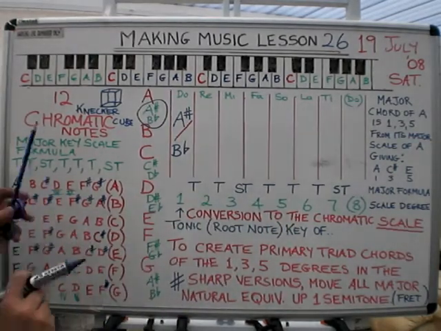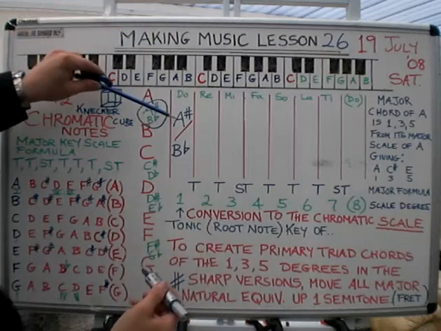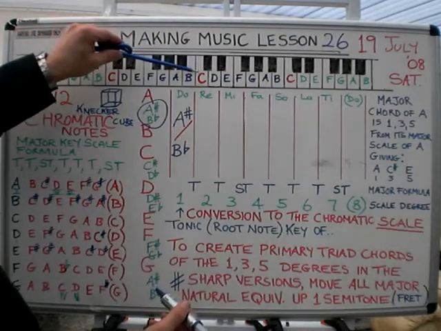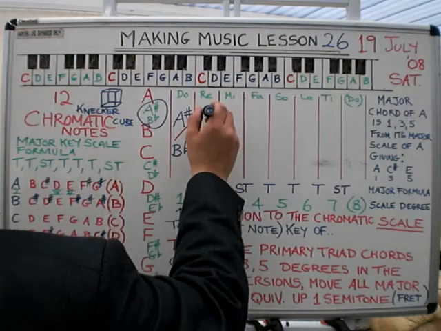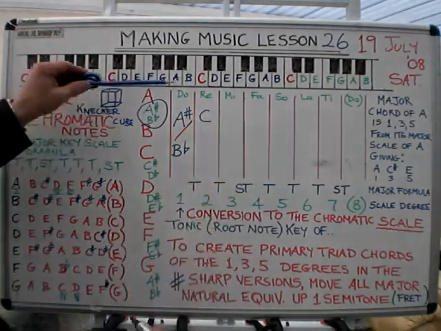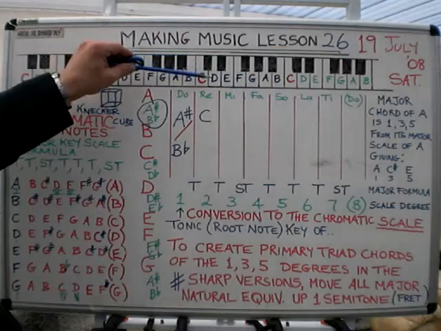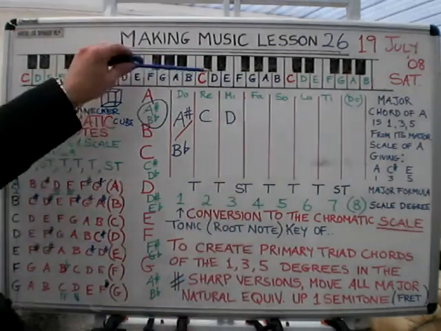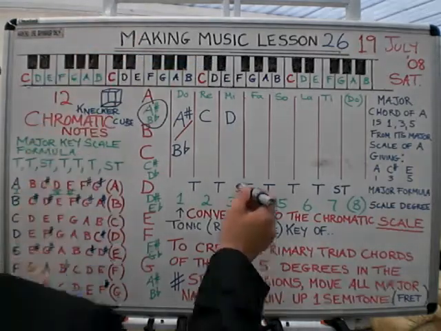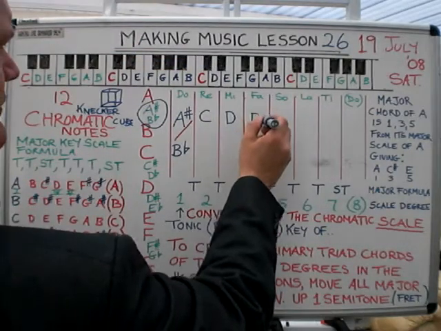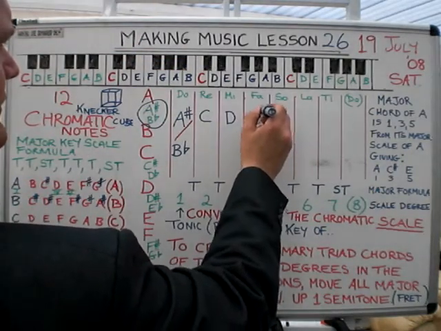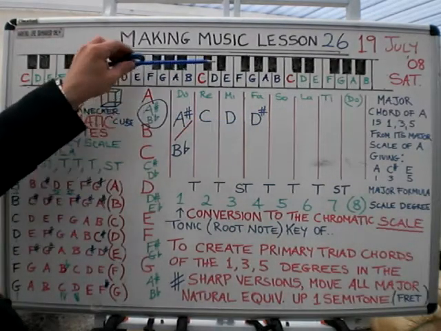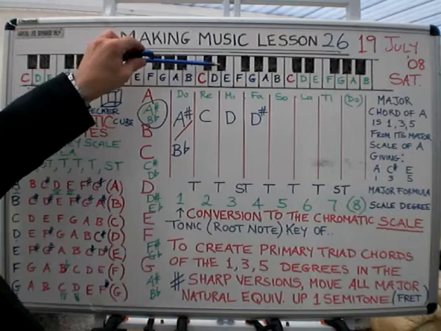So anyway, if we start on A sharp, B flat, we go tone, we land on the C. We go again, tone, we land on a D. Semitone, we land on a D sharp. So it's like we've got two Ds here, D and a D sharp. Okay, let's go from the D sharp.